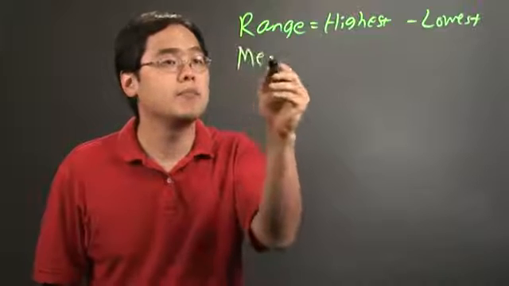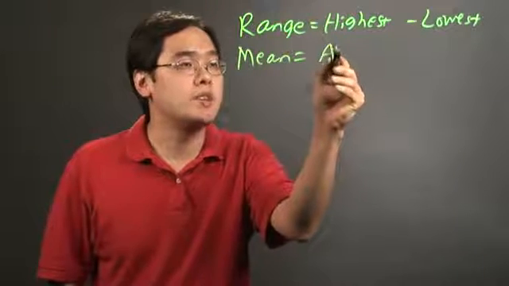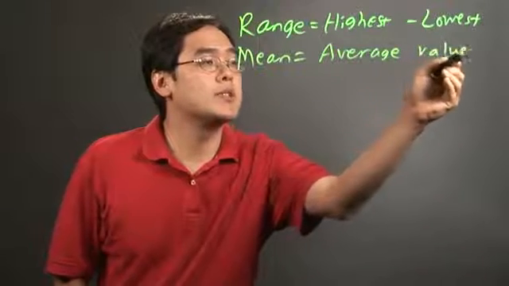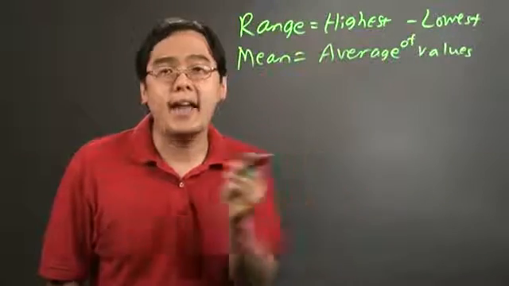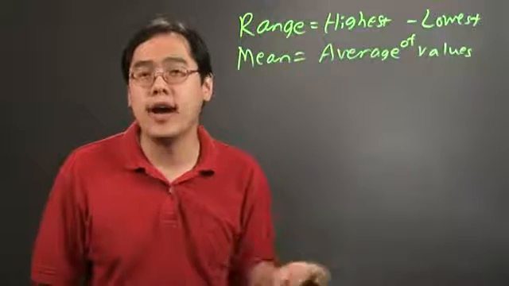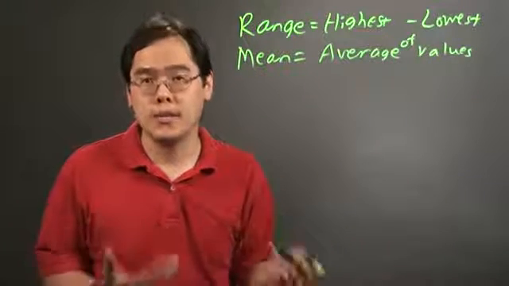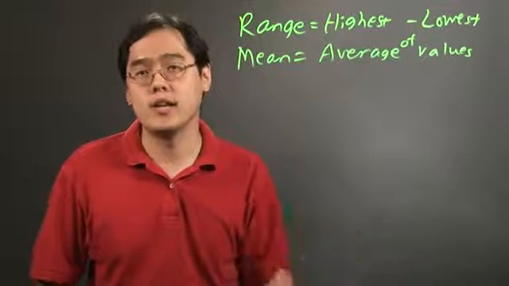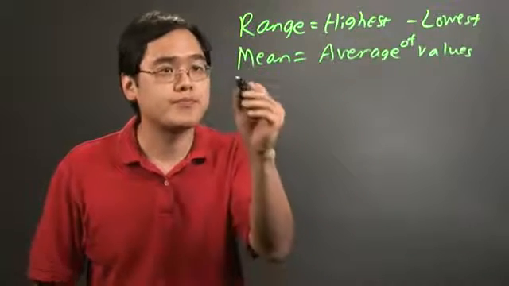Now, the mean is just another way of saying finding the average of the values. So what you're really doing is you want to add all the figures that you have and then divide by how many total numbers that you have to work with. So basically, you add all the data points and divide by the total number of data points.